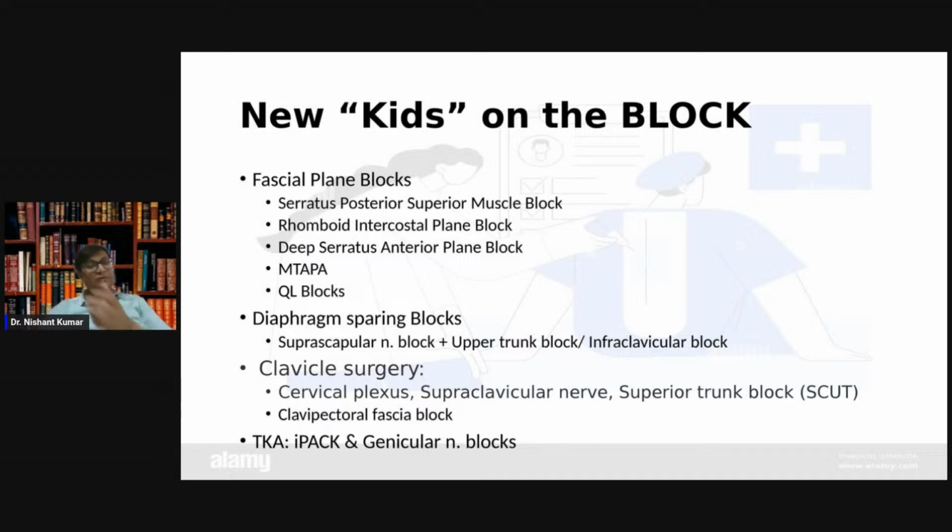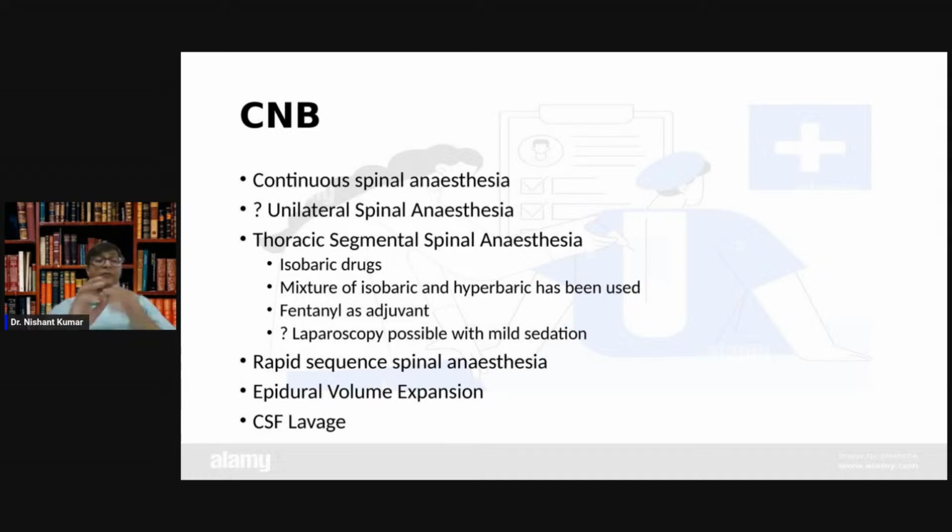Then for the shoulder surgeries, we have diaphragm sparing blocks such as suprascapular nerve block, plus the infraclavicular or the upper trunk block, and the entire shoulder surgery can be performed under these blocks per se. For clavicle surgery, we have cervical plexus, supraclavicular nerve, or the SCUT block, and for fractures, in fact, cervical plexus and clavipectoral fascia block can really get the surgery or plating done without any requirement of general anesthesia. For total knee arthroplasty, we have IPACK and genicular nerve blocks, which can be explored. Now, if I go into the detail of each block, that is another talk altogether.